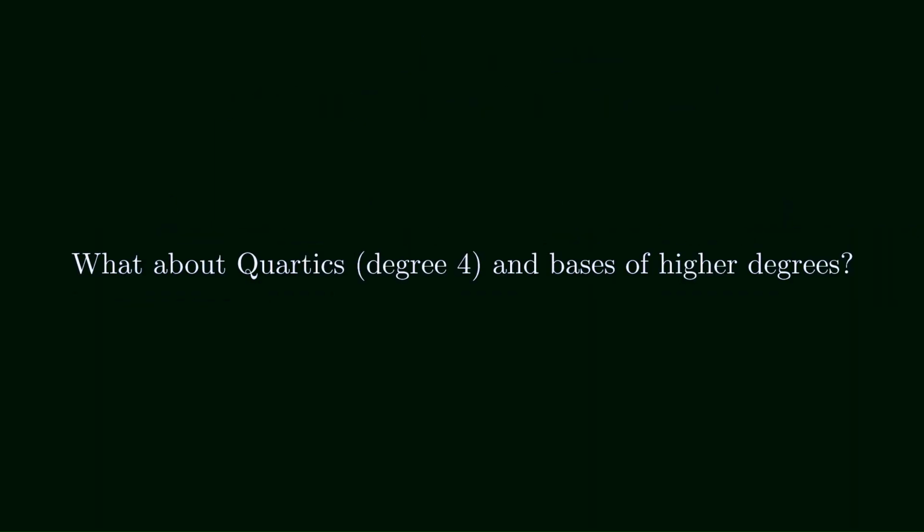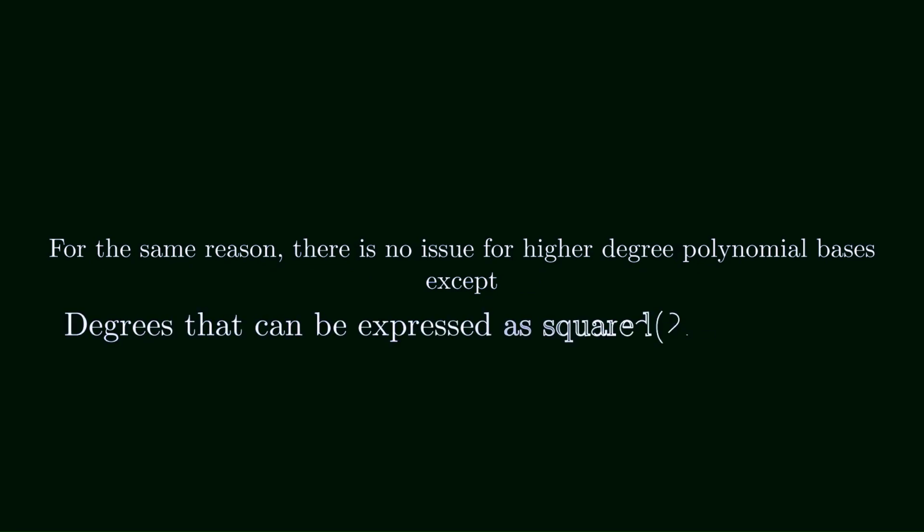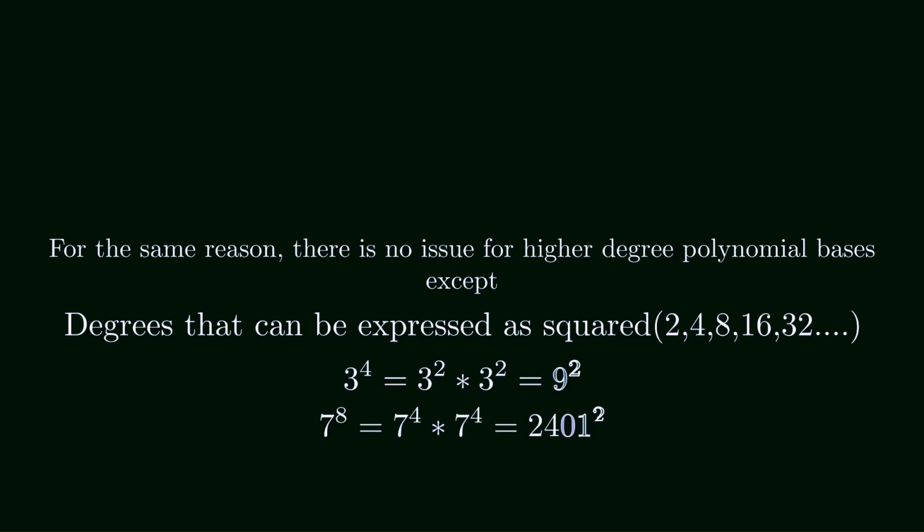Now finally, what about quartic numbers or higher degrees? Well, for the same reason as cubic numbers, there are no issues for higher degrees, except for degrees that can be expressed as square numbers, such as 2, 4, 8, 16, 32, and so on, because those numbers can still be thought of as squared. 3 to the 4th power can be thought of as 3 squared times 3 squared, which is 9 squared, and thus 3 to the 4th power is also a squared number and can't qualify. The same logic applies to 7 to the 8th power and so on.